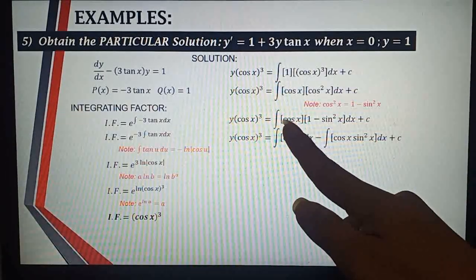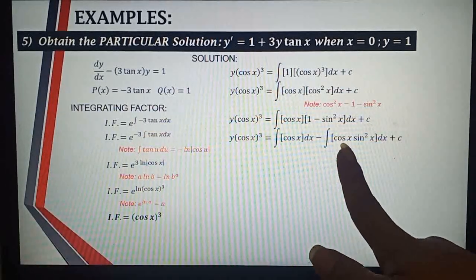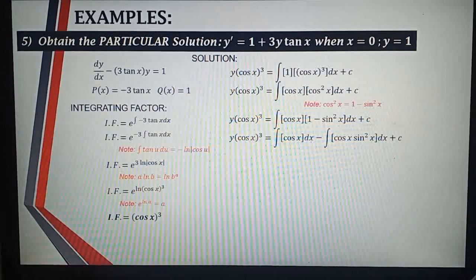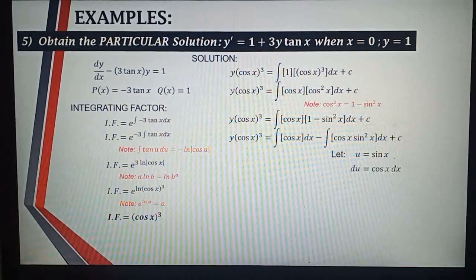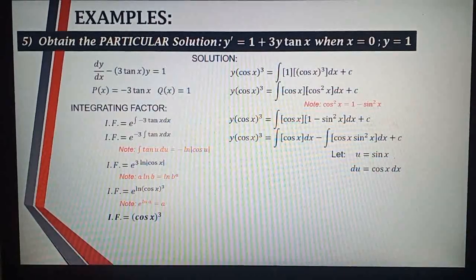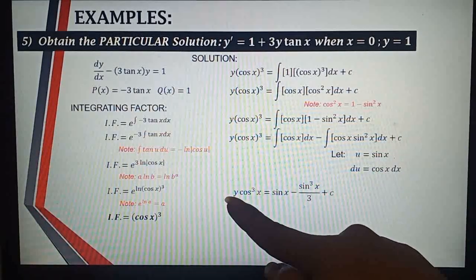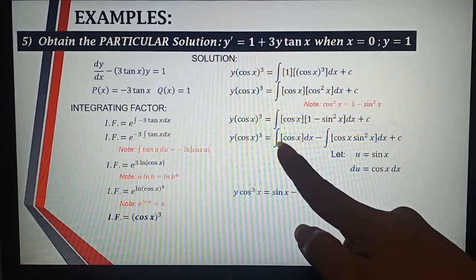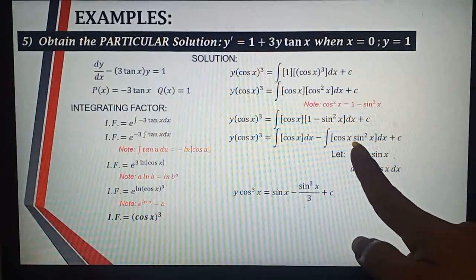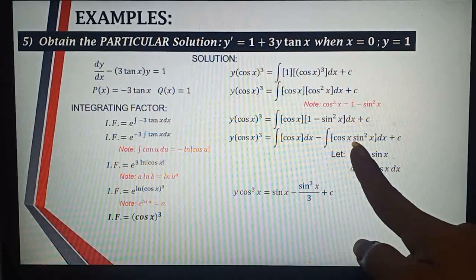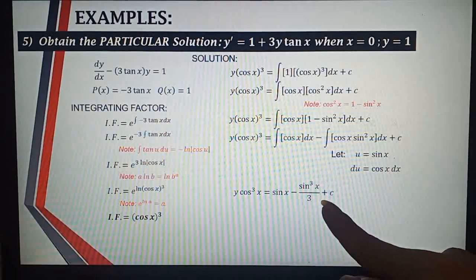Then ang mangyayari is, you will have the integral of cosine x dx. Then i-multiply natin to dun sa sine squared. You will now have cosine x sine squared x dx. Now dito sa term na to, you will now have u as sine of x. Then the du is cosine of x dx. Now we will use power formula since this is u squared du. So you will now have y of cosine cube x equals the integral of cosine x dx is positive sine of x minus, since this is power formula, that is u squared du. So you will have u cube over 3. Our u here is sine of x. So you will have sine cube over 3. Then this is negative. So plus c.